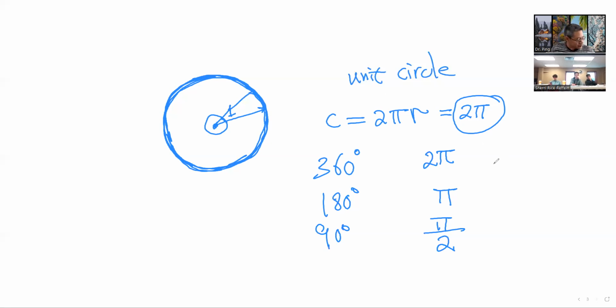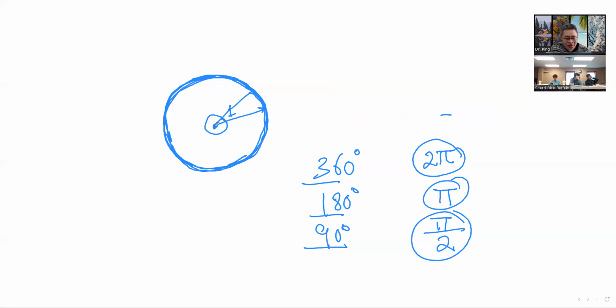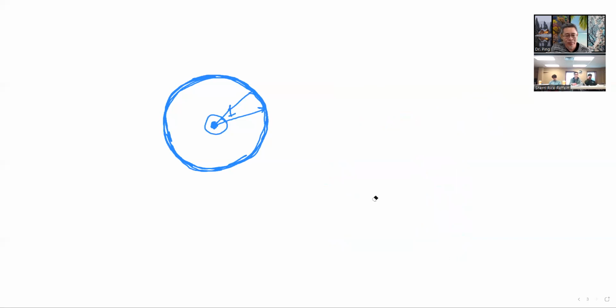This measurement is very useful. When you get into trigonometry and also calculus, we actually use radians instead of degrees. So now we have two choices when we measure an angle, and this angle is called a center angle because the vertex is at the center. We can either use degree measurement or radian measurement.